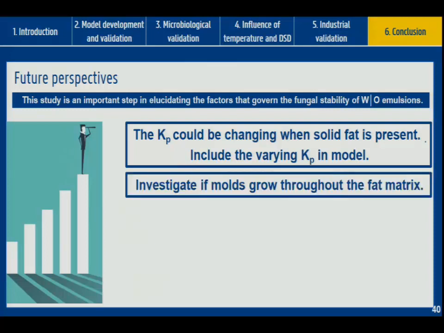A second thing to find out later on: we need to investigate if molds grow throughout the fat matrix. The theory is that usually the growth is contained inside the water droplet. We want to know if the molds are able to spread their hyphae out of the water droplet.